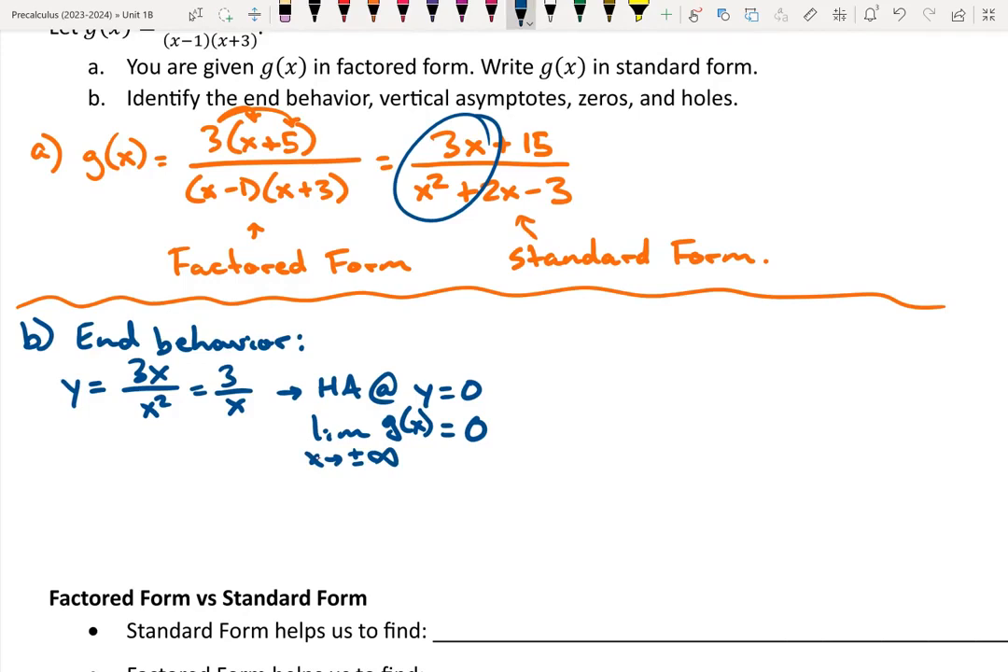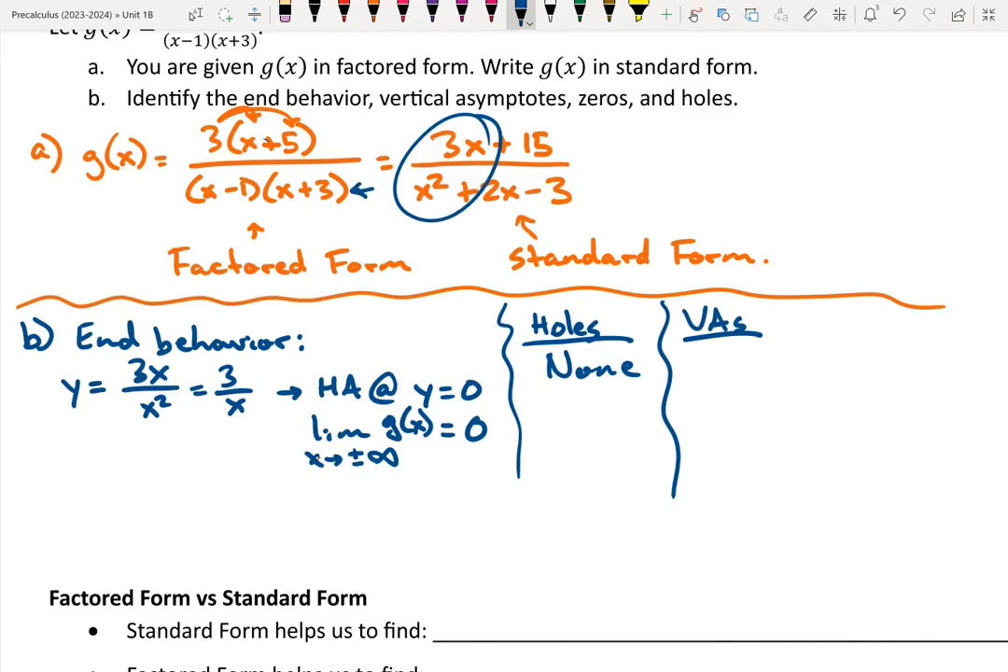All right, so that was our end behavior. Next, again, I like to find the holes. Looking at our factored form, I don't have any common factor, so we would say there are no holes. But we can find our vertical asymptotes by taking the denominator. Both of these we can go ahead and use because none of them are part of a hole. So we can say x minus 1 equals 0 and x plus 3 equals 0. So we have x equals 1, x equals negative 3. So we have 2 vertical asymptotes.